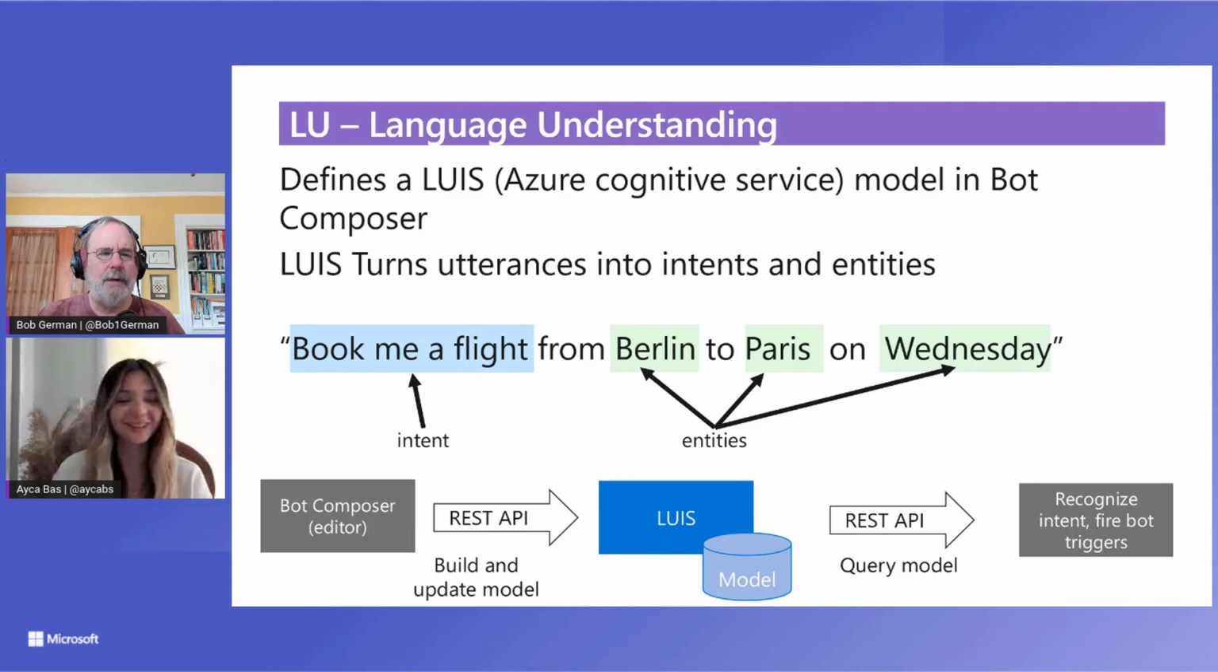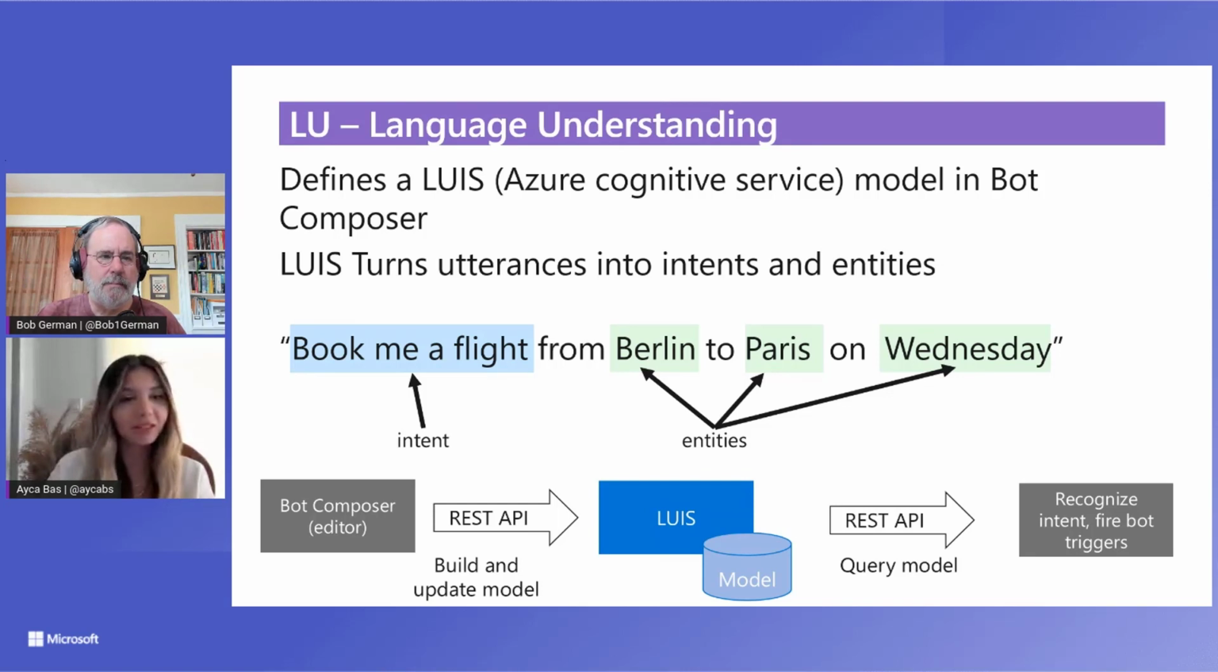So, Ayca, would it be fair to think about the intent as like a verb and the entities as like the object of the verb, if you're looking at it from a grammatical point of view? Yeah, I think this is a really good explanation. I use all these sentences, but you summarized it very well. Definitely, it works like that.